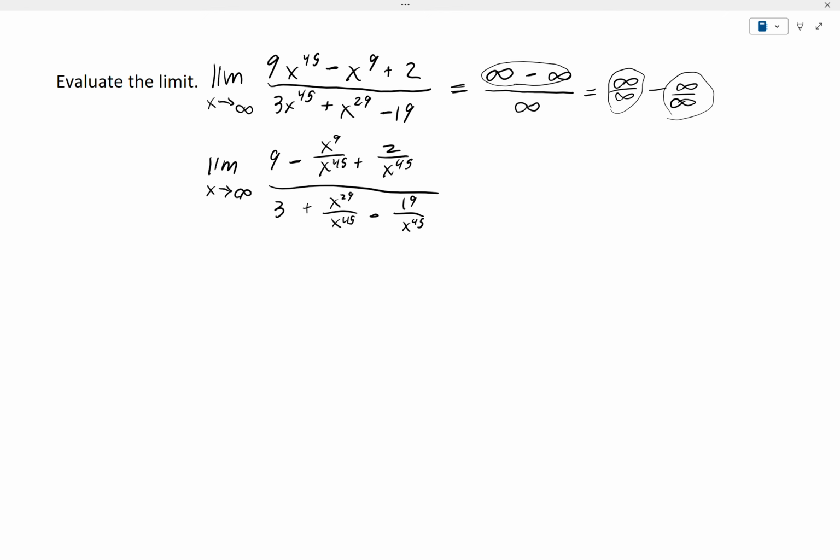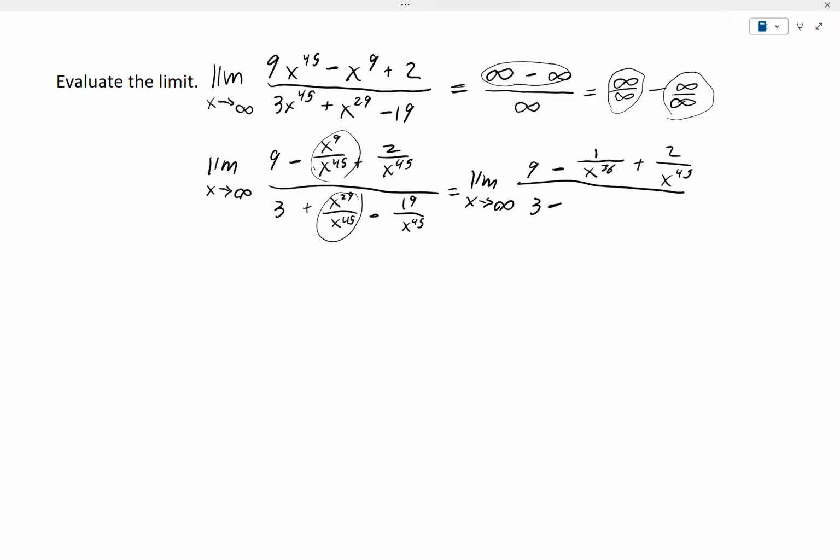Now, maybe you can see where I'm going with dividing by the highest power. Some of these simplify a little further. This term right here and this term. So we end up getting 9 minus, and now we have 1 over x to the 36th power. I just subtracted the exponents, 9 minus 45, which is negative 36, so it's in the denominator here, plus 2 over x to the 45.